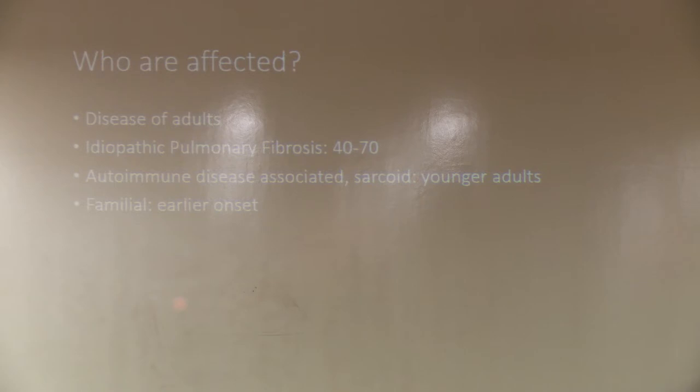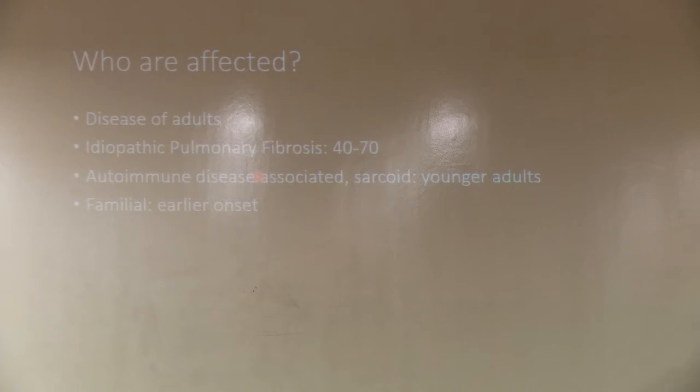Okay. So what types of people are affected? So it's mainly a disease of adults. So usually pulmonary fibrosis, we see this in people who are 60 years and above, okay? But the range is about from 40 to 70 for idiopathic pulmonary fibrosis. For autoimmune disease associated interstitial lung disease, you can see them in younger adults.